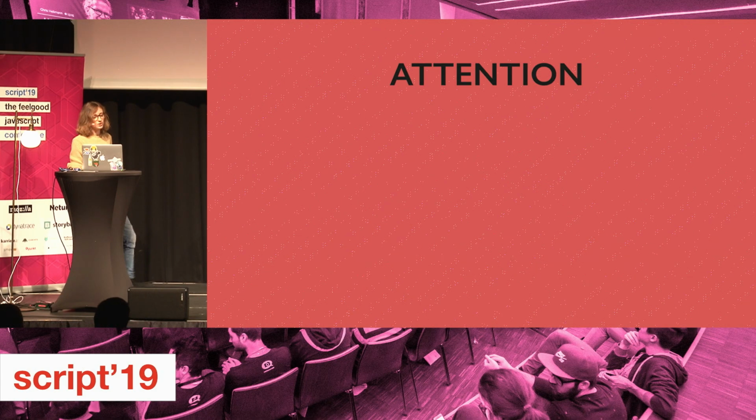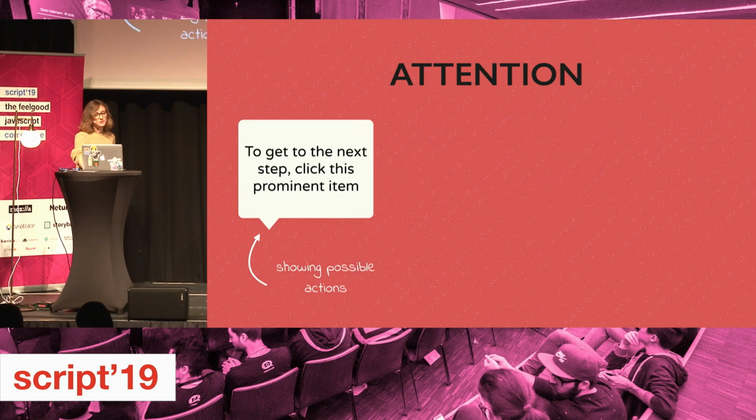And then the second part, attention, is to show possible actions. So we can use animation to make the user aware that he can click somewhere or that there is an important step he should be looking at. So motion always attracts the user's attention.